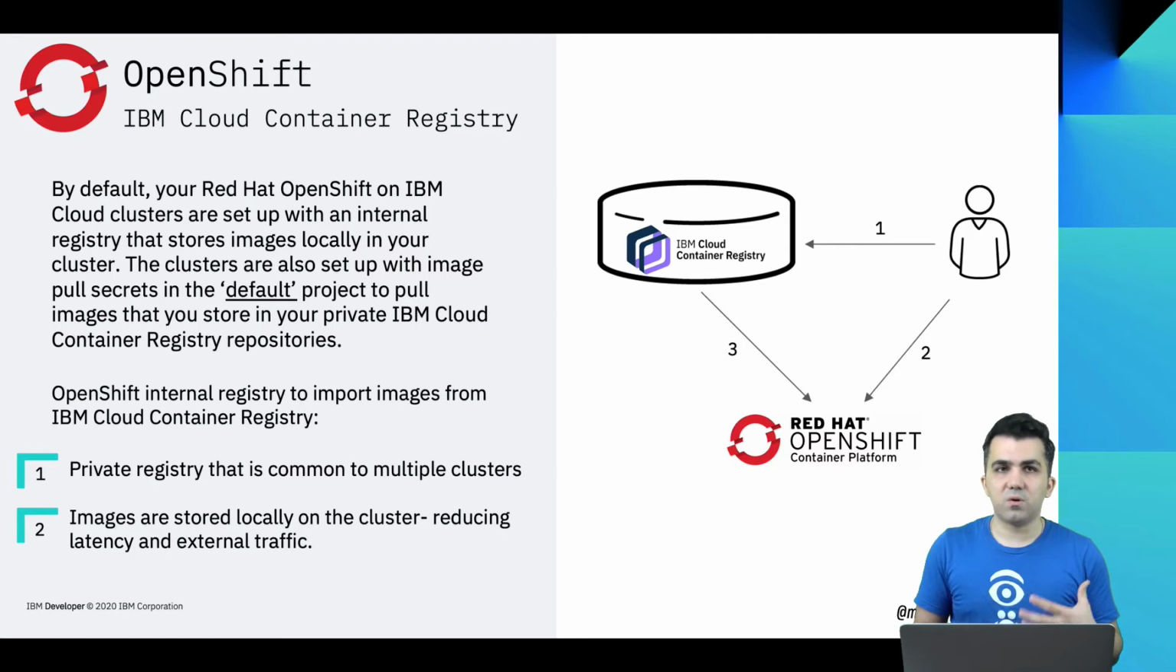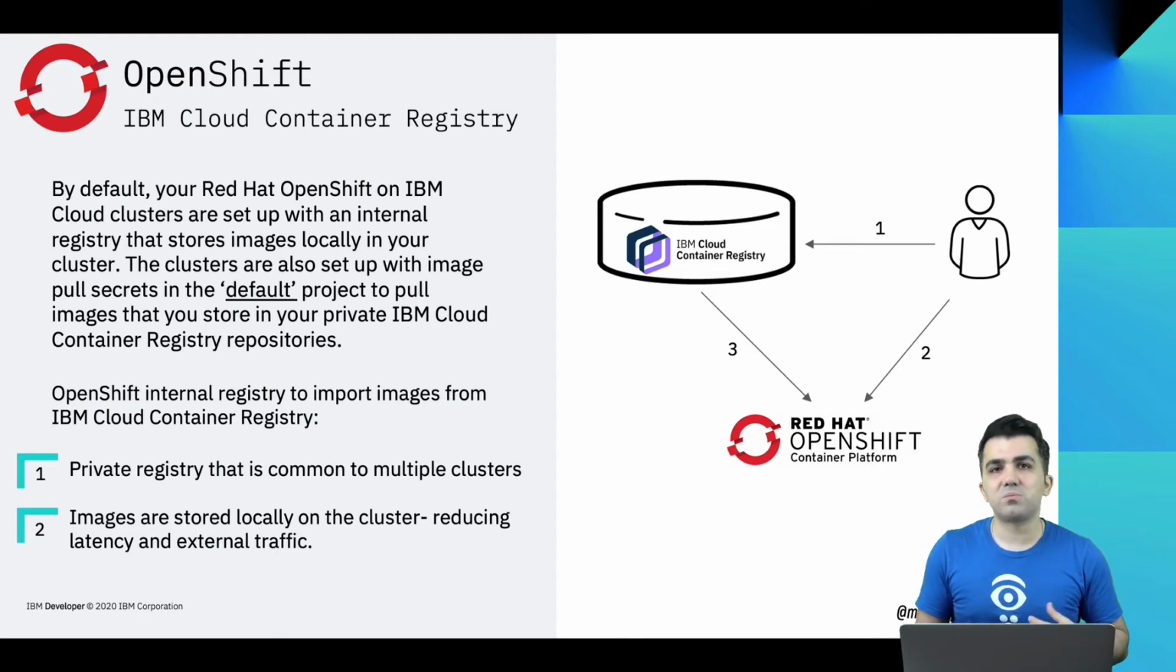But when you set up the OpenShift internal registry to import images from IBM Cloud Container Registry, you get the advantage of a private registry that is common to multiple clusters. So these are the advantages. Another benefit is that the copies of the pulled images from IBM Cloud Container Registry are stored locally on the cluster, and therefore it reduces the latency and the external traffic. Those are really good advantages.